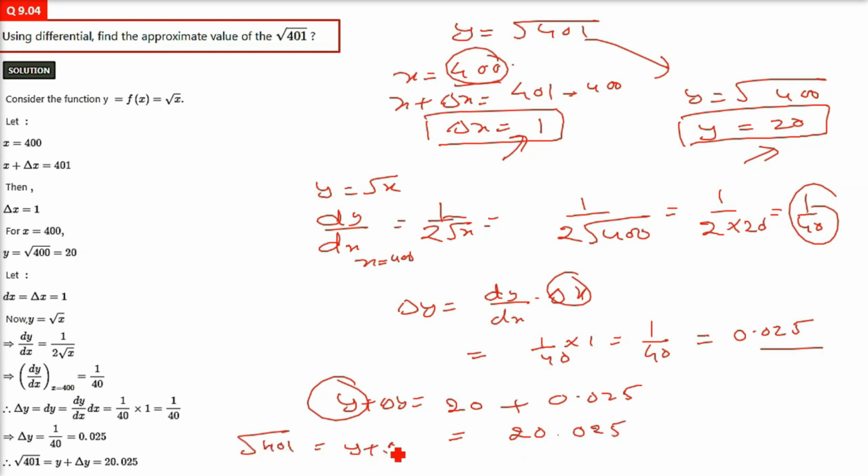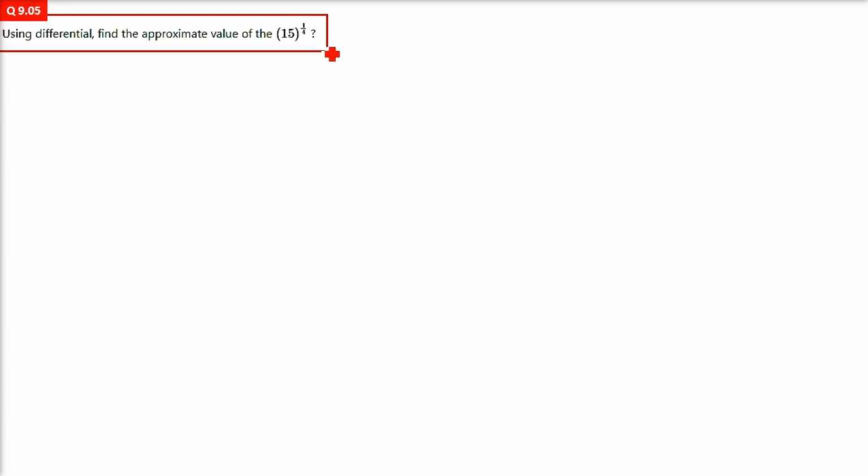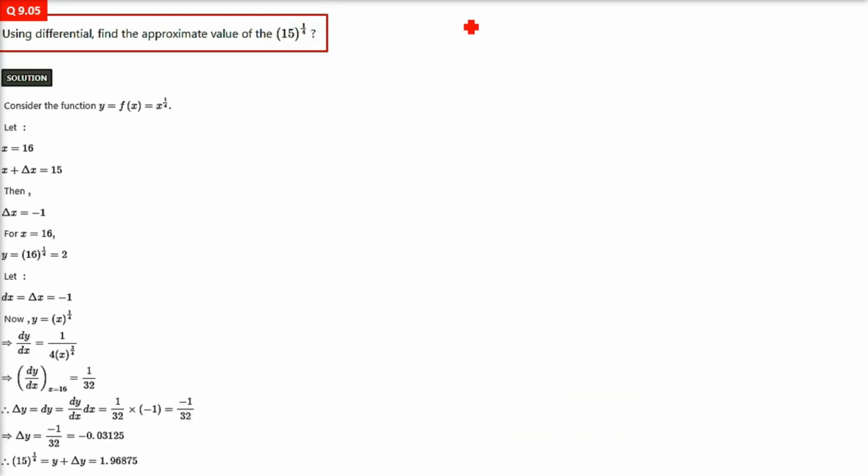So this is a similar question with the root in it. 15 raised to the power 1 by 4. So again you have to choose certain values so that you get a proper 1 by 4th power. So that is going to be 16. So y equals 15 to the power 1 by 4. So x is 16 we can take, because x raised to the power 1 by 4 should return a proper value.